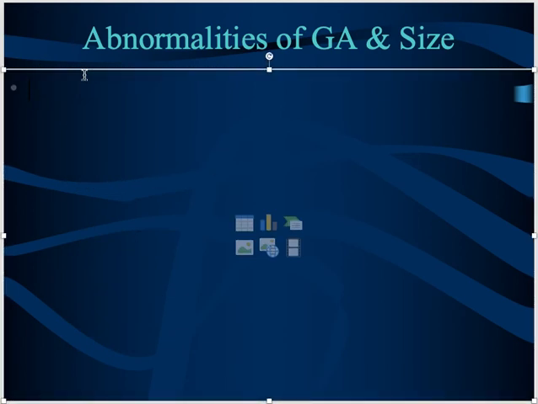Then what was the third thing? Small for gestational age. As you know, these are the babies whose birth weight is falling below the 10th percentile.